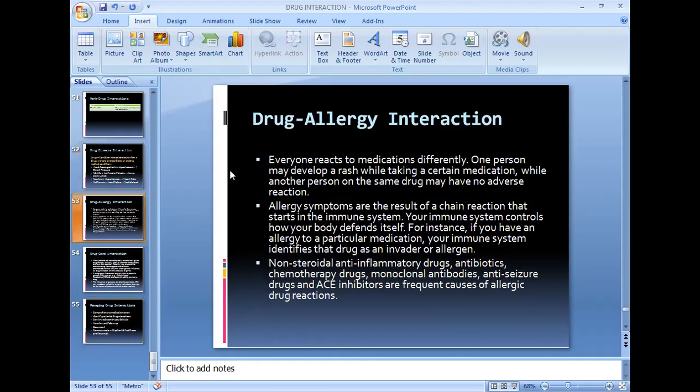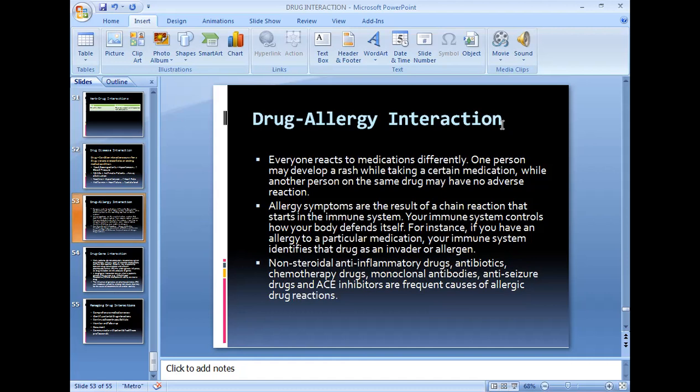Another term is drug-allergy interaction. It is commonly observed that one person does not show an allergic response to a drug, while another person may show an allergic response to the same drug. So it may be due to any factor.